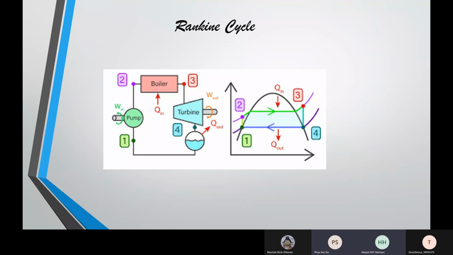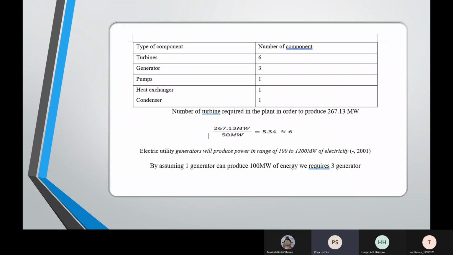The cycle used in this plant is the Rankine cycle. The ideal Rankine cycle does not involve any internal irreversibilities. It contains 4 processes: isentropic compression, constant pressure heat addition, isentropic expansion, and constant pressure heat rejection. In our plant, there are 6 turbines and 3 generators, and each of the pump, boiler, and condenser will be used.